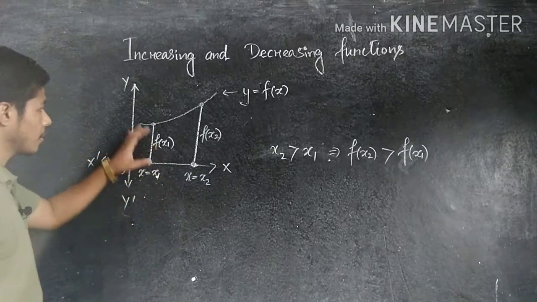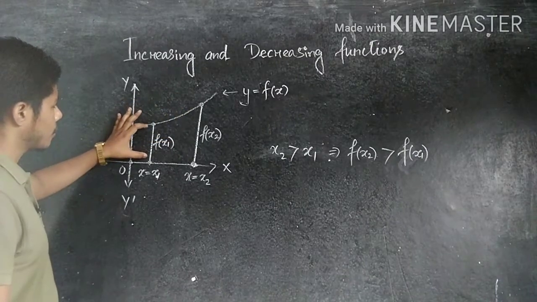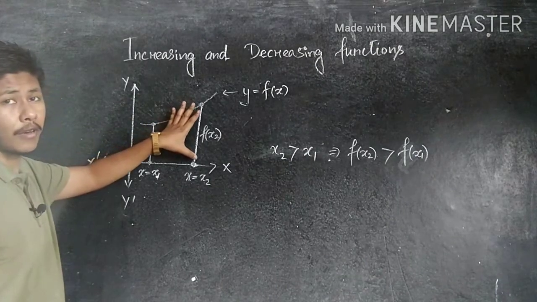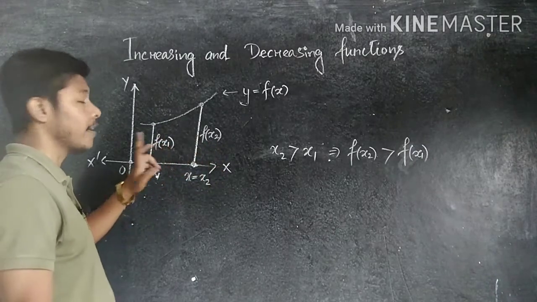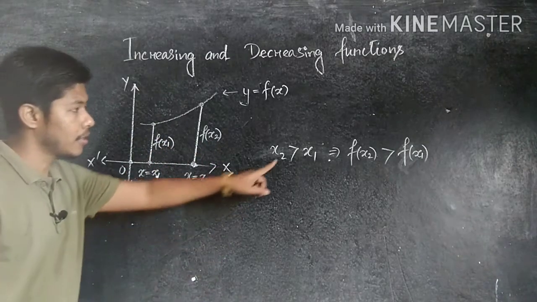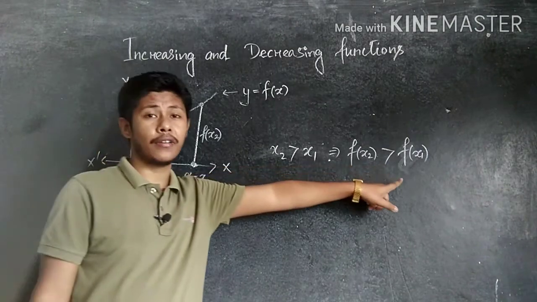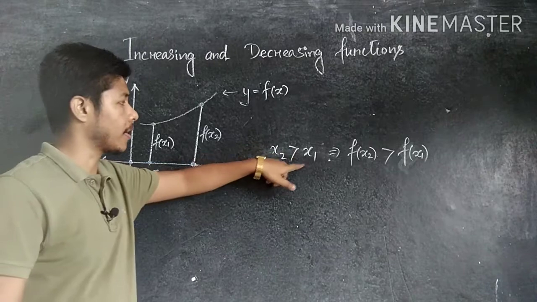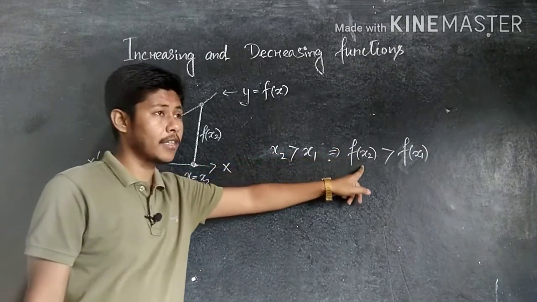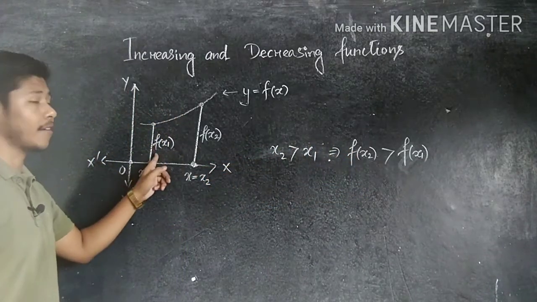And from this condition, if we draw the perpendiculars here, f of x1 length or f of x2 length, whatever the length we get here, obviously the length of f of x2 is greater than f of x1. So this condition we already wrote. That's why x2 is greater than x1 gives us f of x2 is greater than f of x1.